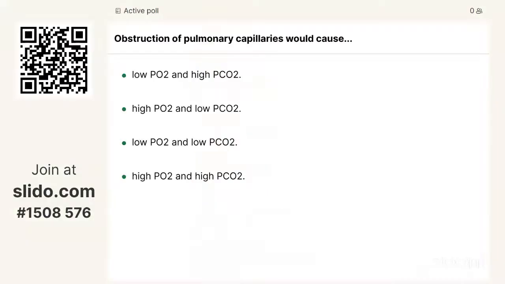Okay, so pulling through that. Okay, so if we have a blockage in our pulmonary capillaries, so in the blood flow, what's that going to do to our partial pressures of our gases? You should be able to see this on that picture too.